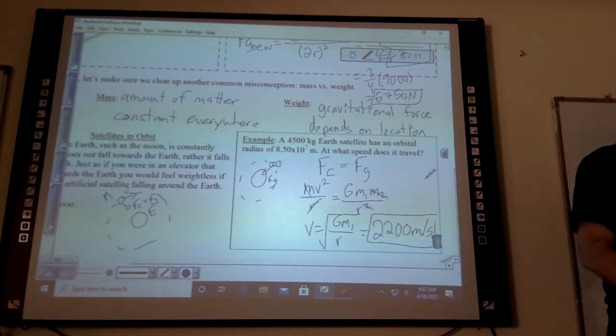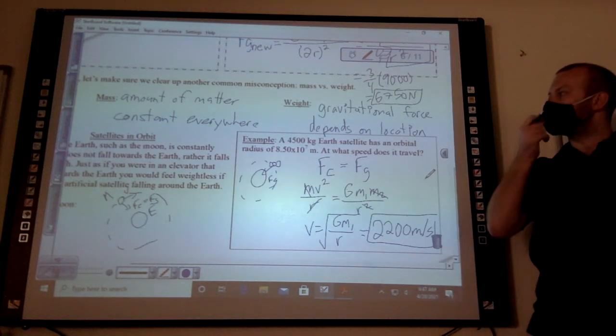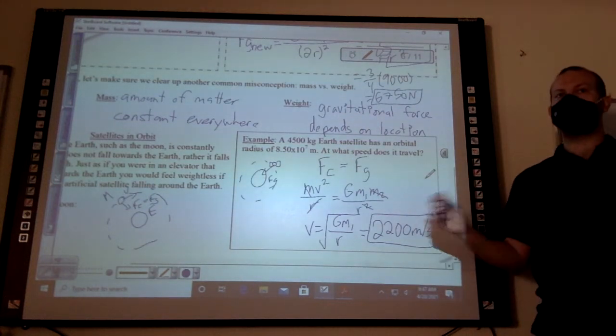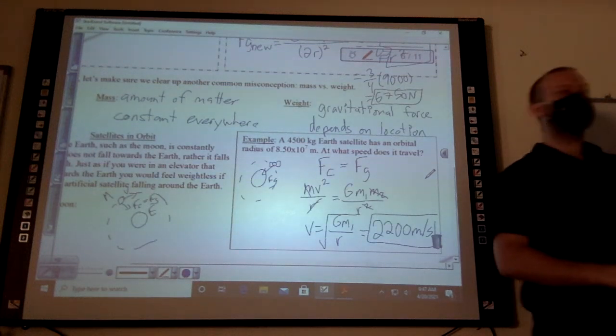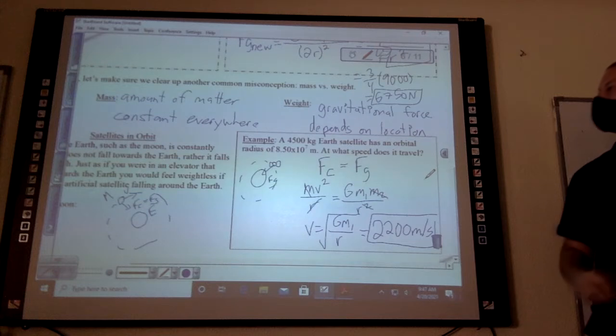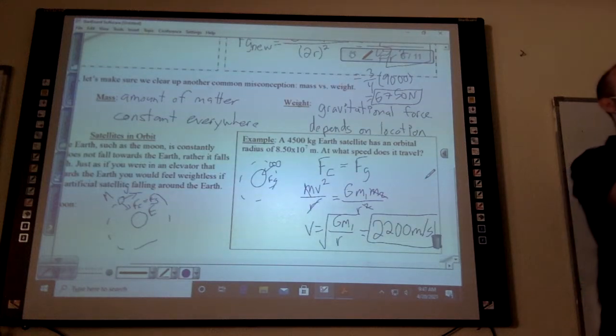So if the satellite was the same distance as the Earth is from the moon, it would have the same velocity as the moon? Yep. So if this satellite was instead the moon, same speed. If this satellite was Jupiter, same speed. It would probably have a slightly different effect, but it doesn't matter about the mass.